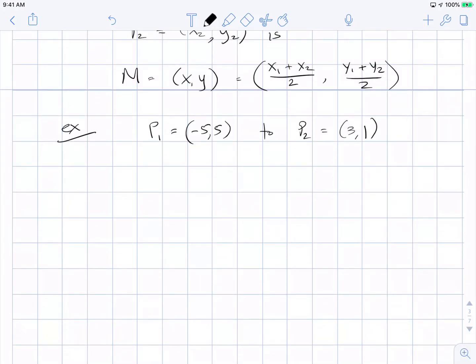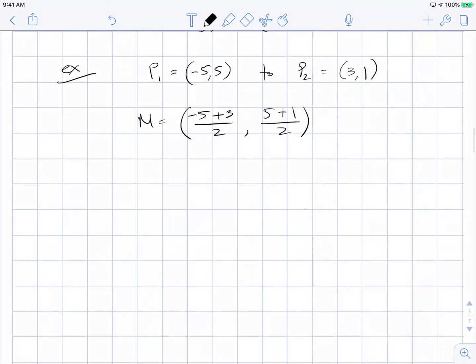All we do is we'd add those points, so the midpoint would be -5 plus 3 divided by 2 for the x, and then 5 plus 1 divided by 2 for the y. And that would tell me that the resulting midpoint would be -2 over 2 and 6 over 2, and then these guys would divide, right, to give me -1 and 3. This would be the resulting midpoint.